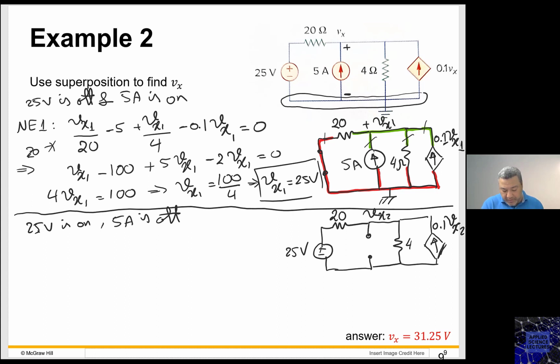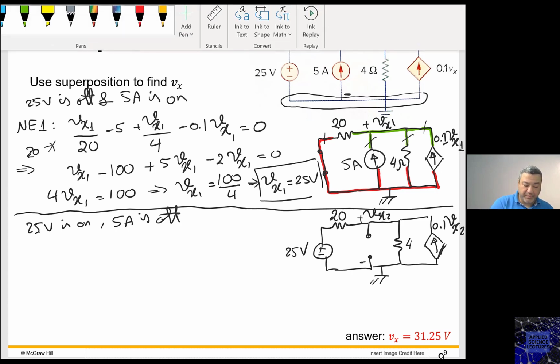Again, between here and here, Vx2. So we need to calculate this Vx2. What is the best way to calculate Vx2? You can use, if you want, mesh, or you can use nodal. If you use mesh, and let's do mesh analysis, that's going to be a nice review for all of them.